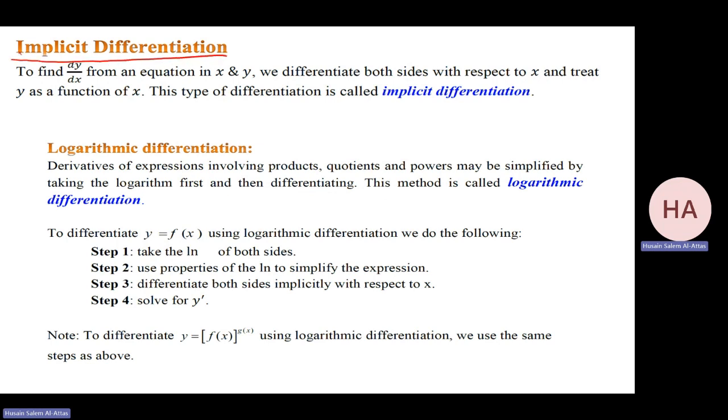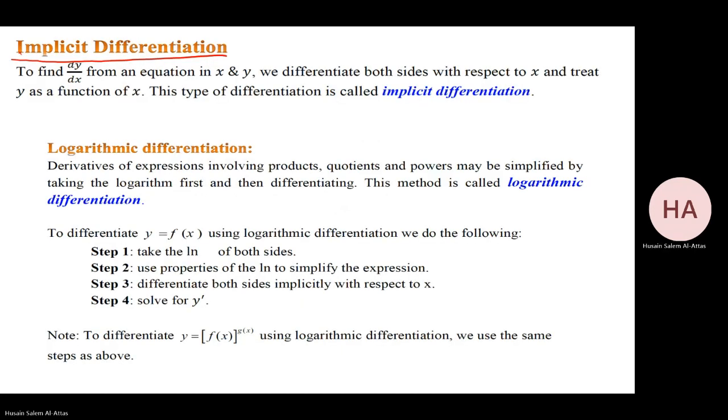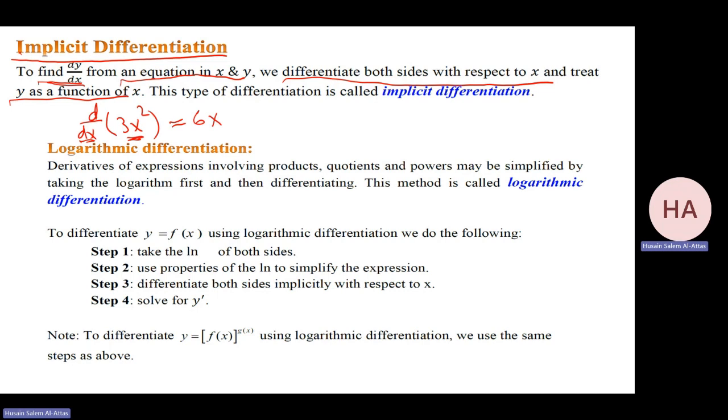What's called implicit differentiation, which are methods to do the derivative. Now, if I have a relation or an equation in x and y, how do I find dy over dx? We differentiate both sides with respect to x and treat y as a function of x. Simply, if I have d over dx of 3x squared, what will that be? Since I'm doing it with x, this is a function of x, that will be 6x.